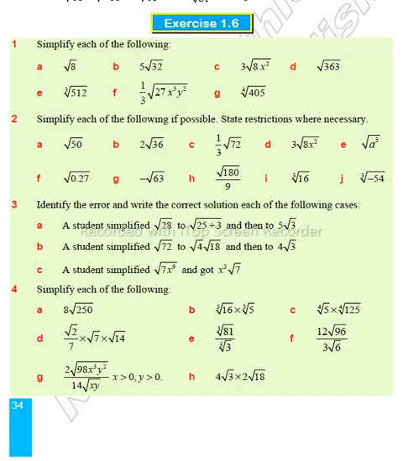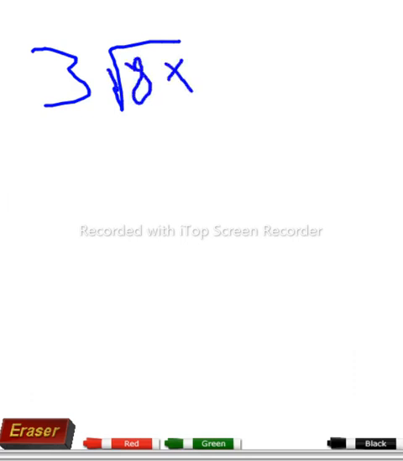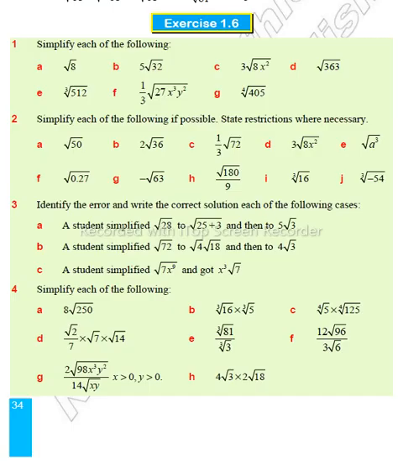3 square root of 8x square. So let us simplify this. 3 square root of 8x square. Yeah, this is our question.